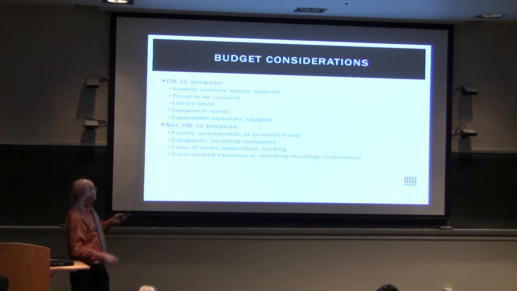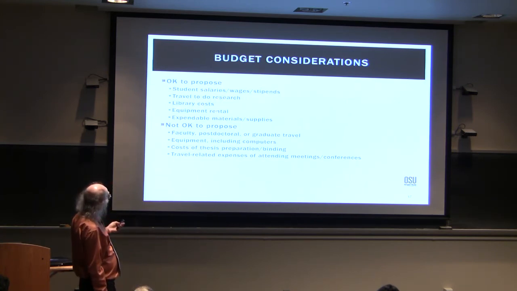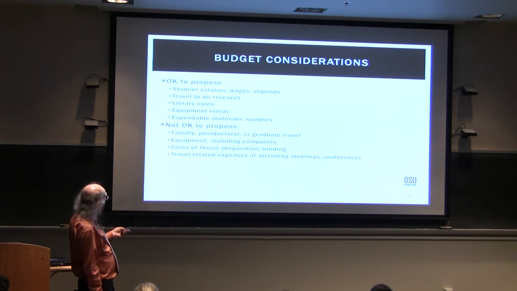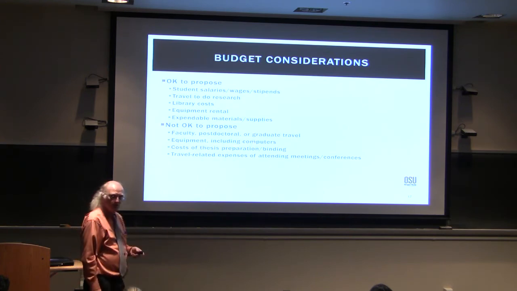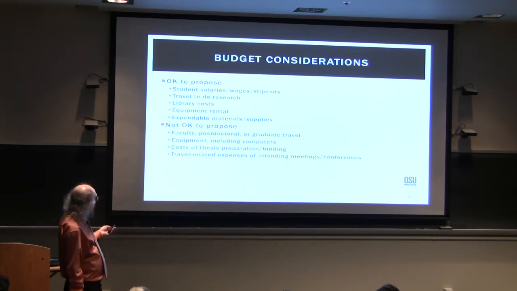Okay. Now, budget considerations. It's okay to approve student salaries, wages, stipends, travel to do research, library costs, equipment rental, expendable materials, and supplies. It is not okay to propose these kinds of travel, equipment, including computers. You can't do this and get yourself a laptop, right? It'd be kind of nice. You can't propose costs of thesis binding preparation, or travel-related expenses of attending meetings and conferences.